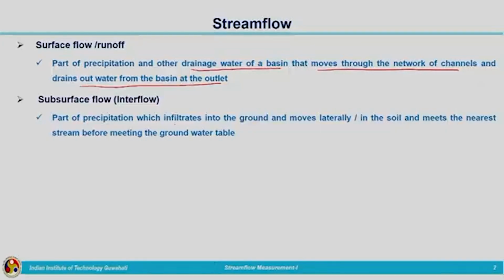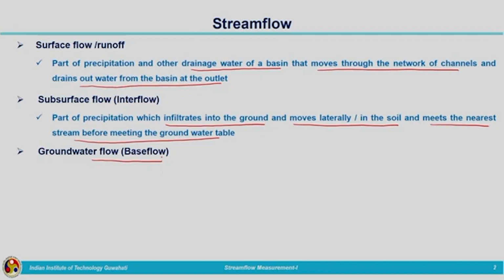So, the part of precipitation which infiltrates into the ground and moves laterally in the soil and finally meets the nearest stream before meeting the groundwater table. This water is not again moving downward to meet the groundwater table. Before that itself, it is moving laterally based on the gradient and finally contributing to the stream. That is, the contribution from the unsaturated zone is termed as the interflow.